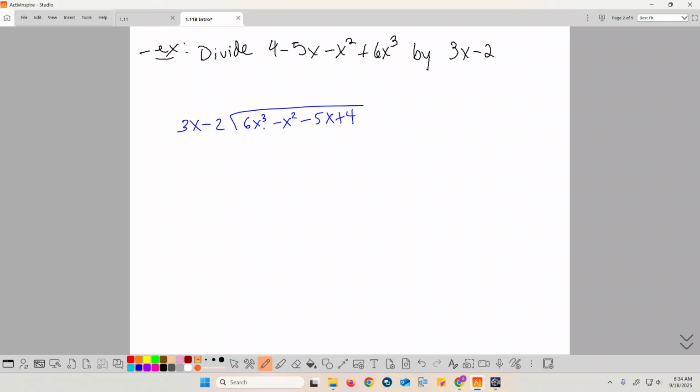Now what can I do to 3x so that it goes into 6x cubed? That means I need to multiply by a 2, but also by x squared. So I'm just going to align that up here with the x squared, multiplying it by 2x squared.